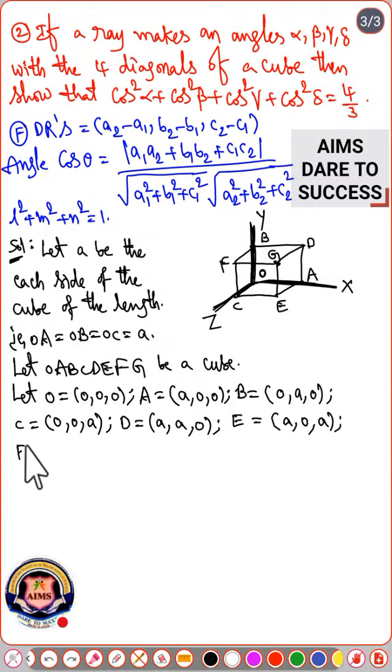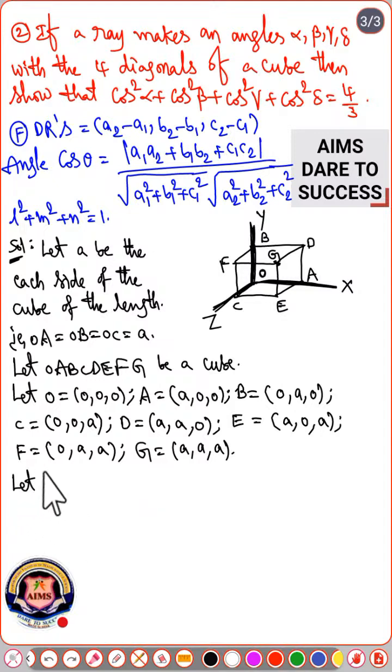After E, next F. F is between B and C. Just add B and C. 0 plus 0 is 0. a plus 0 is a. 0 plus a is a. Letter G, all values are equal to a. Okay, my dears, the values of O, A, B, C, D, E, F, G are completed successfully.